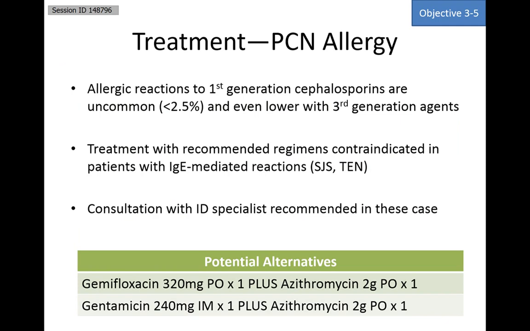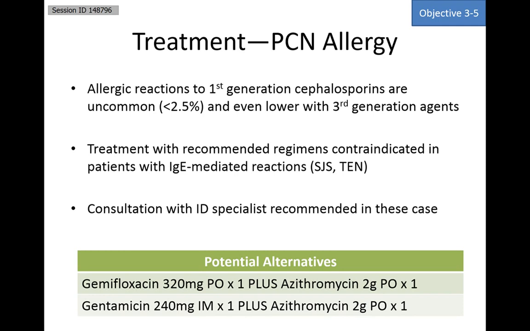However, even with that, if a patient has a penicillin allergy, the cross-reactivity to a third-generation cephalosporin such as ceftriaxone is negligible, because there's 2.5% cross-reactivity to a first-generation cephalosporin such as cefalexin or cefazolin. With third generation it will be even less, to the point that it's negligible. So patients should be considered for these cephalosporins. However, if they have an IgE-mediated reaction, such as Stevens-Johnson syndrome, they shouldn't be challenged, and they should be treated for gonorrhea in consultation with an infectious disease specialist.